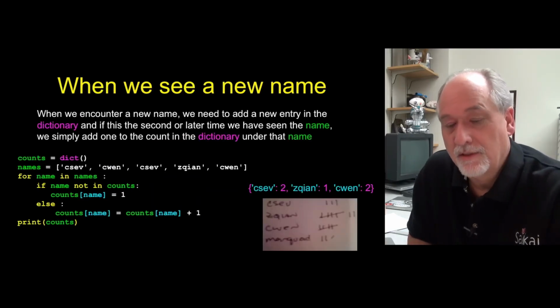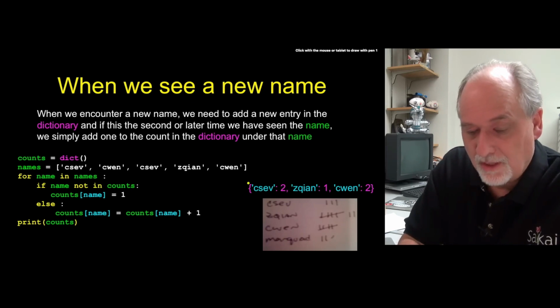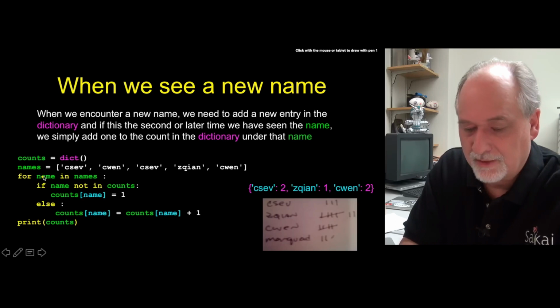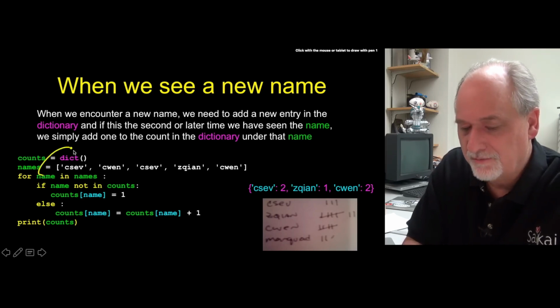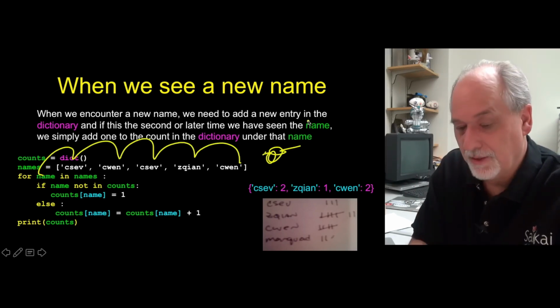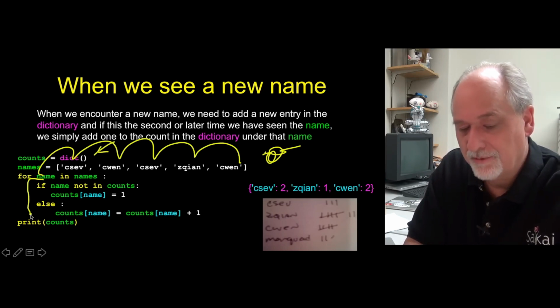Okay, and that is the kind of code that we're going to use to build a histogram. This is going to be histogram code, okay? And so this is going to have name as our iterator, names. Sorry, I made them singular and plural. That's nice, but so name is going to be CSEV, Chen, CSEV, Zhen. Now normally we'll be reading this from a file, but for now we'll keep it easy. We're going to go through this. And we're going to have counts as our dictionary. So that starts out empty, and we're going to do a simple if-then-else every time through the loop.